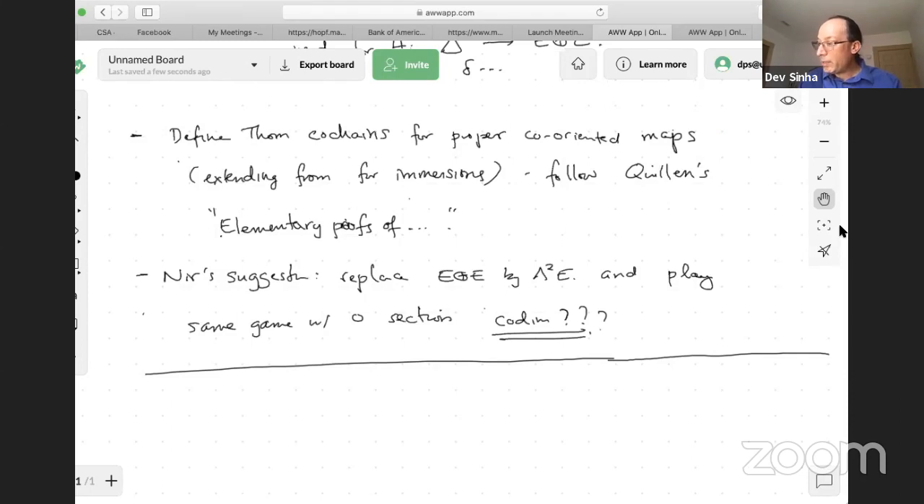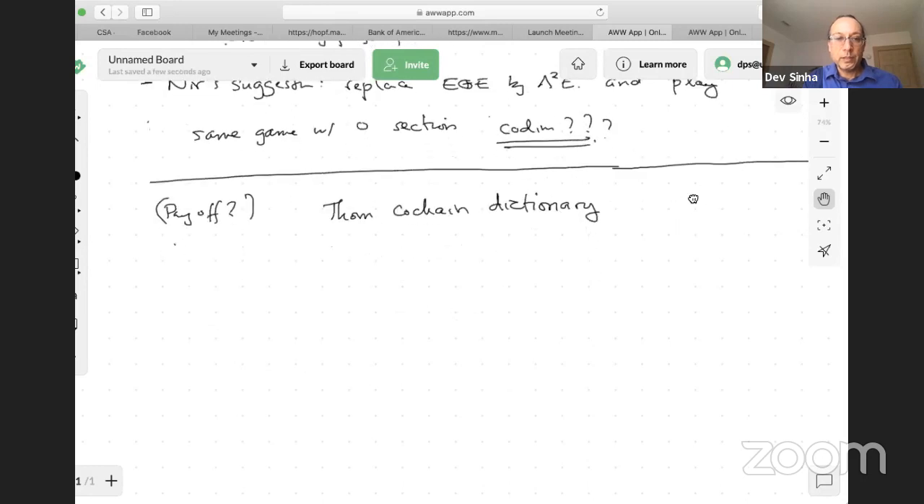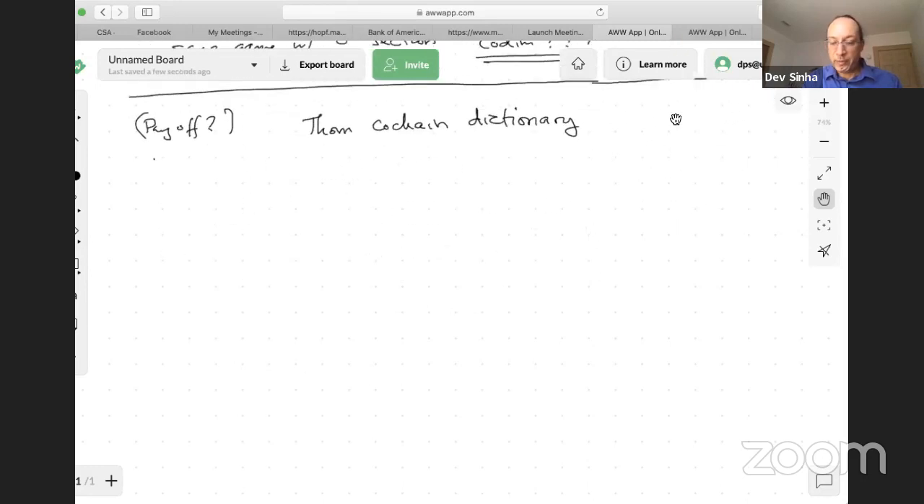So let me talk about the Thom cochain dictionary, which is one topic that I wanted to do at the end of the last lecture, and it'll feed into what we're going to do today. So the payoff could be the last bit of this Thom cochain dictionary. So let's review what we have.